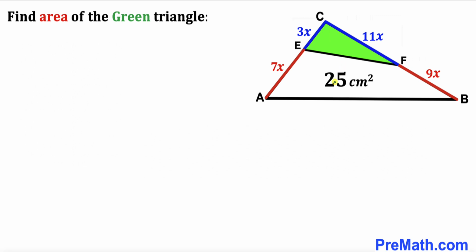The green shaded triangle CEF and the white shaded quadrilateral BAEF are fully confined in a big triangle ABC, as you can see in the given diagram, such that segment CE is 3x, segment CF is 11x, segment AE is 7x, and segment BF is 9x. Furthermore, the area of the white quadrilateral has been given as 25 cm². Our task is to calculate the area of the green shaded triangle CEF.